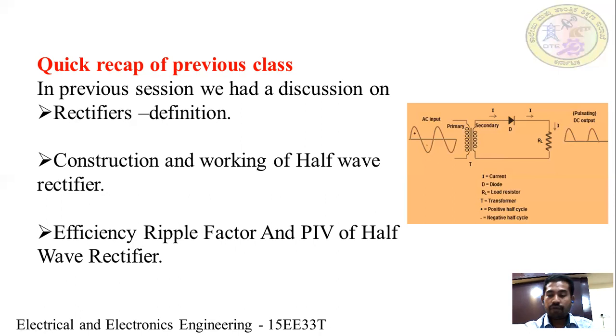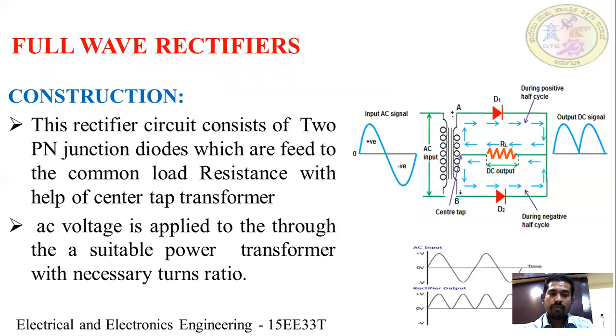And also the PIV of the half wave rectifier. PIV means peak inverse voltage, which is the peak voltage across the diode in the reverse direction. When the diode is under reverse biased condition, the maximum voltage appears in the reverse direction. That is called peak inverse voltage. Okay, this is all about the previous class.